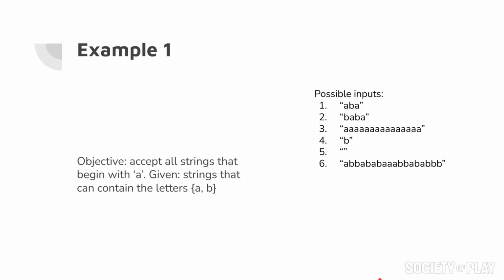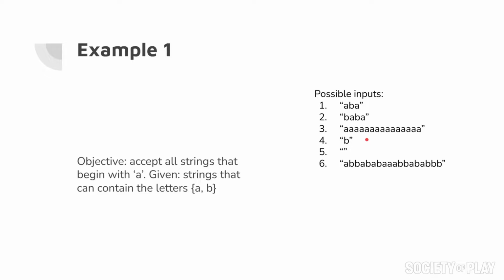We have the objective of this automata we are going to create, which is that it should accept all strings that begin with the letter A. We are given strings as input that contain a group of 2 letters, either A or B, right? On the right side, we see 6 different possible inputs. It can contain infinitely many inputs, but these are 6 that we can test it against. We can see that the inputs that would work are 1, 3, and 6, because each of these strings begins with the letter A. The rest of the strings have the letter A in them, but they don't begin with the letter A, so they are not accepted, right?